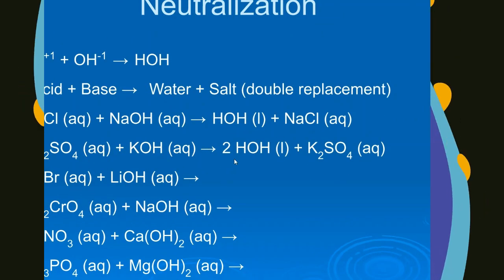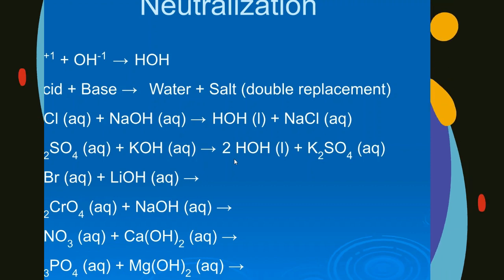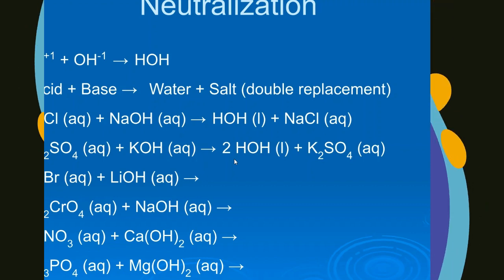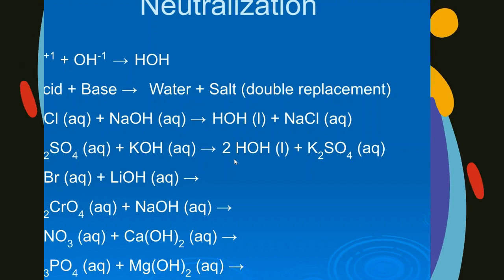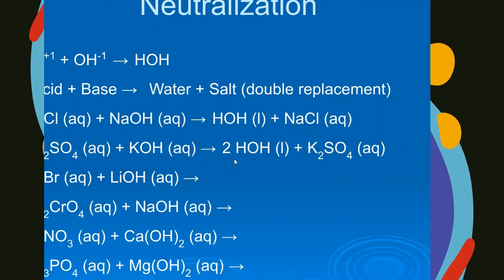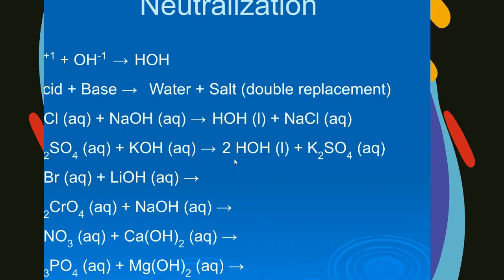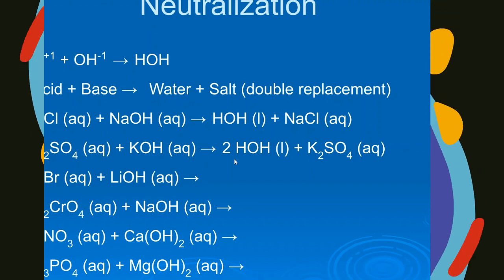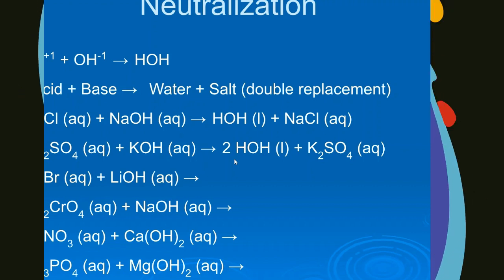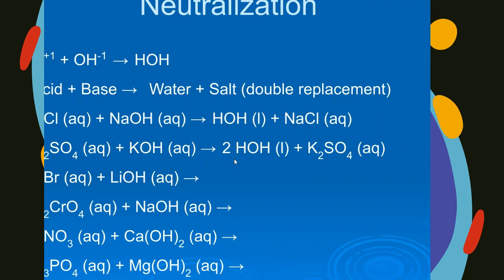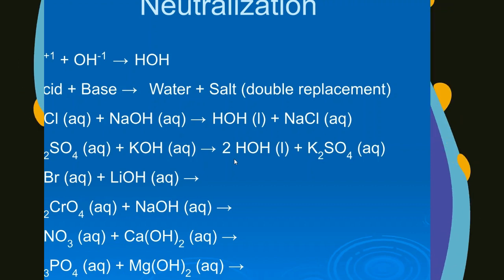Okay, so this is about neutralization. H plus 1 plus OH minus 1 gives rise to water only, right? Here we have H plus ion plus OH minus ion, which gives rise to water only. But what is the neutralization process? When acid plus base gives water and salt, that is a neutralization process.